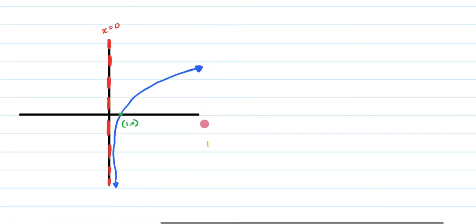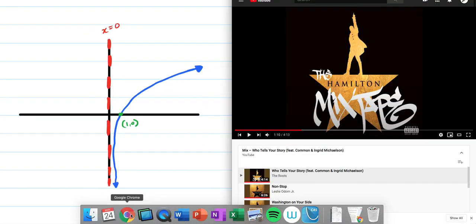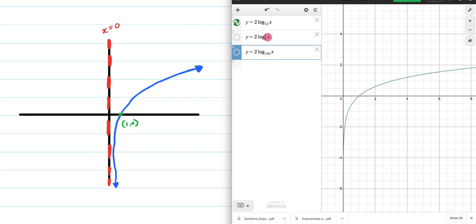If you've just come from the first video, you've probably already seen this, but let's do it again. I have drawn what we're after, which is 2 log base 10 of x, and as you can see, my x-intercept is 1, 0. But let's now change my base. This time, instead of a base of 10, I have a base of 2, and as you can see, it's a different graph, but it has the same x-intercept.